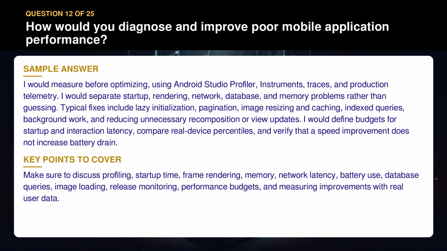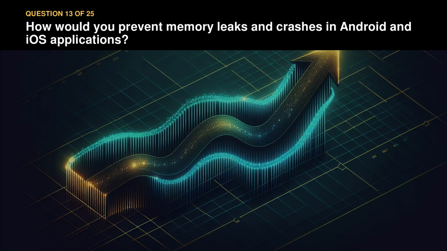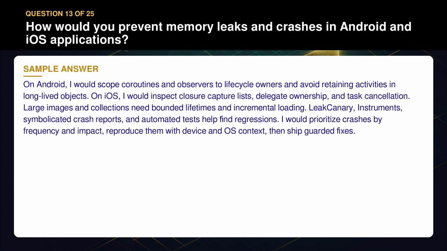Make sure to discuss profiling, startup time, frame rendering, memory, network latency, battery use, database queries, image loading, release monitoring, performance budgets, and measuring improvements with real user data. Question 13. How would you prevent memory leaks and crashes in Android and iOS applications? On Android, I would scope coroutines and observers to lifecycle owners and avoid retaining activities in long-lived objects. On iOS, I would inspect closure capture lists, delegate ownership, and task cancellation. Large images and collections need bounded lifetimes and incremental loading.